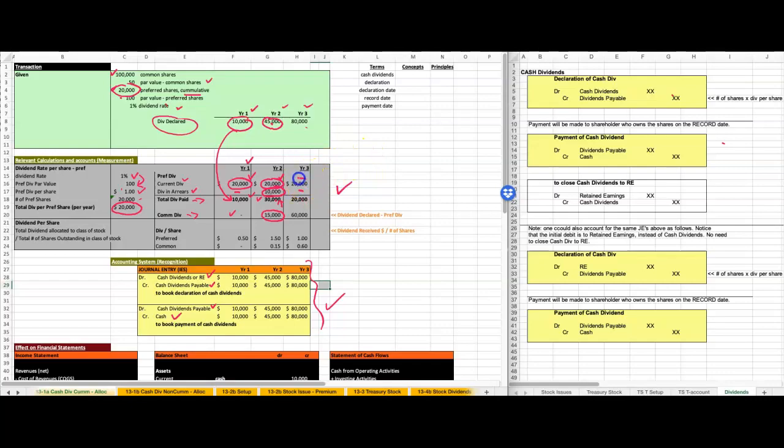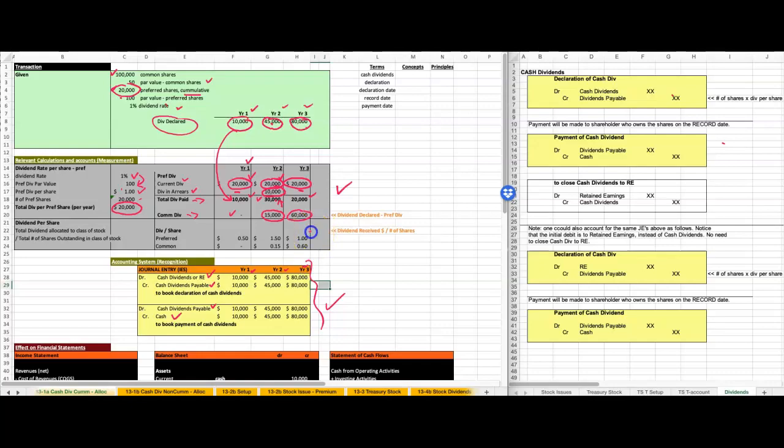Third year, again, $20,000 current dividend for preferred, 0 in arrears. They owe $20,000. They declared $80,000. They paid the full amount, and the remainder, $80,000 minus $20,000, leaves you $60,000 for common. And so again, if you go into the journal entries for each of these years, you see that's what they actually have done in each year, those amounts.